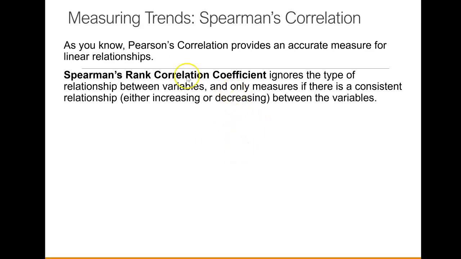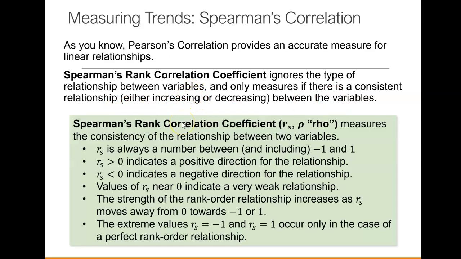So another type of correlation is called Spearman's rank correlation coefficient. And this ignores the type of relationship between the variables and only measures if there's a consistent relationship, either increasing or decreasing between the variables. So we abbreviate that statistic with the symbol R with a subscript of S, or this Greek letter rho that kind of looks like a P. And this just measures the consistency of the relationship between two variables.